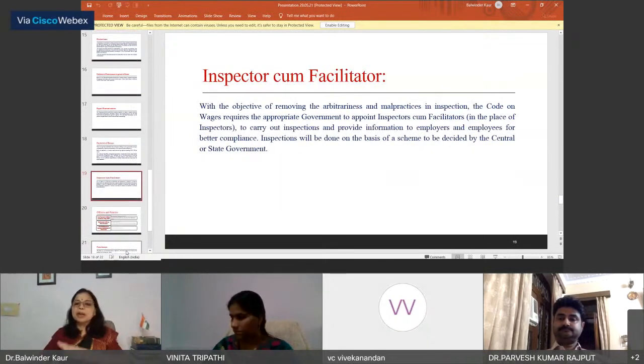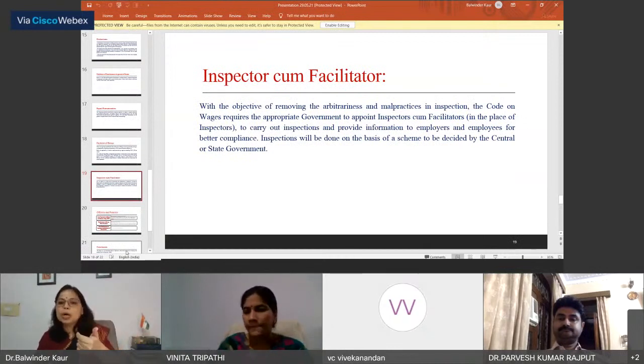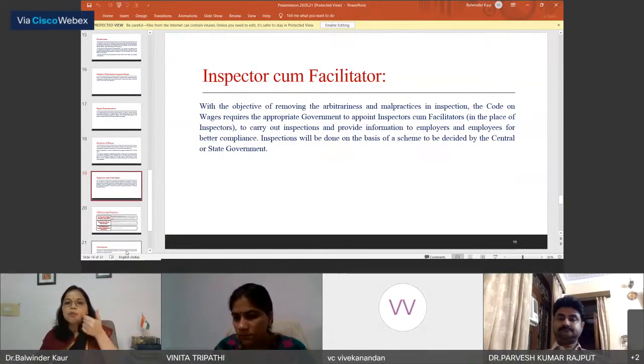Then there is an inspector cum facilitator. Now this new word is incorporated. Facilitator was not there earlier. Inspector was there, and the other authorities were there under the different legislation, but now it is under the Code on Wages 2019. For compliance, they have mentioned inspector cum facilitator.